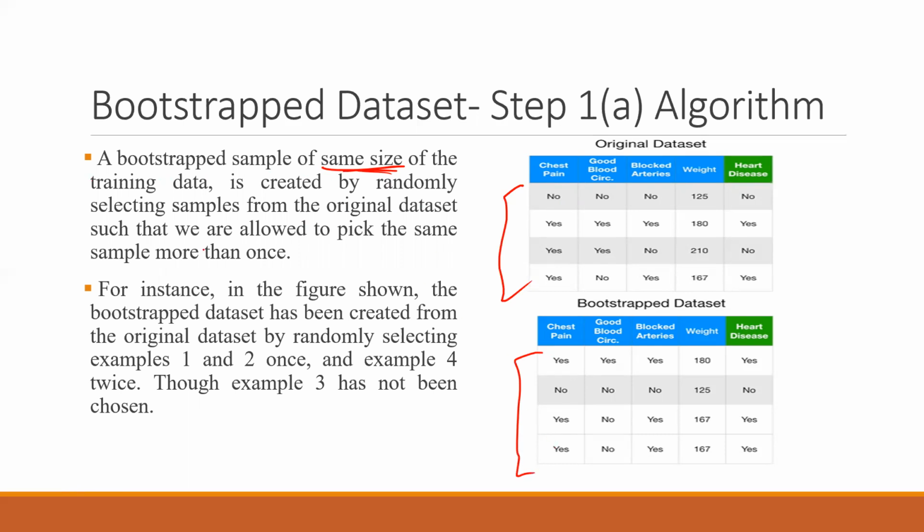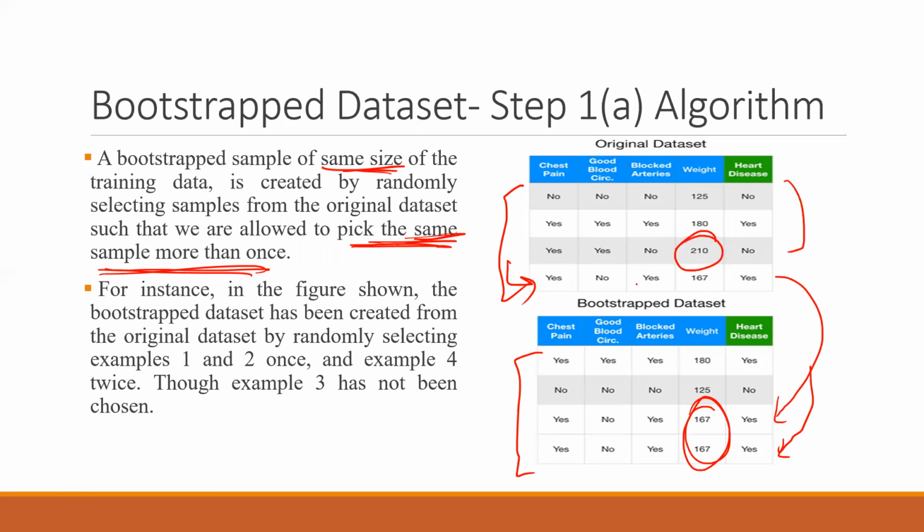From the original data set, such that we are allowed to pick the same sample more than once. This is a very important statement. You can pick the same sample again. In this case, you will see that this 167 value of weight, this fourth row, has been taken twice. At the third and fourth positions this row has been duplicated, but out of the other 3, one has not been taken. So the third row has not been taken in this bootstrap dataset.